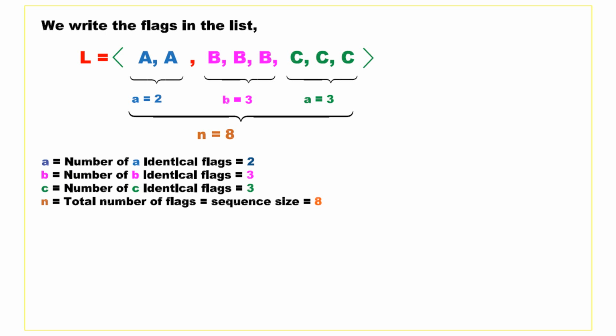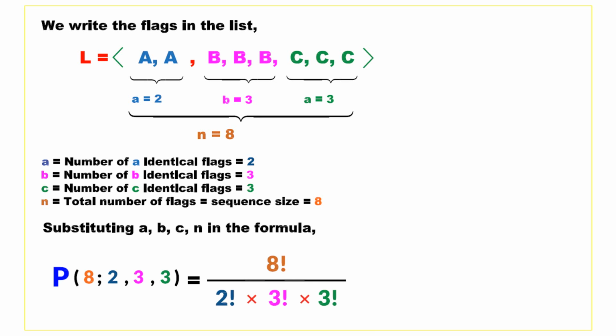So now we apply the formula of permutation with identical items and without replacement. And this is the formula here. We substitute A, B, C, and N, and we get 560 signals we can create out of the flags we have seen before.